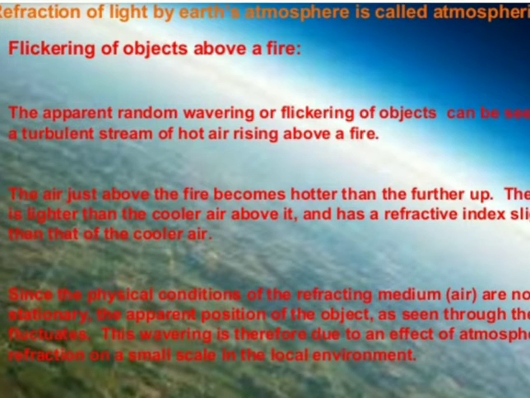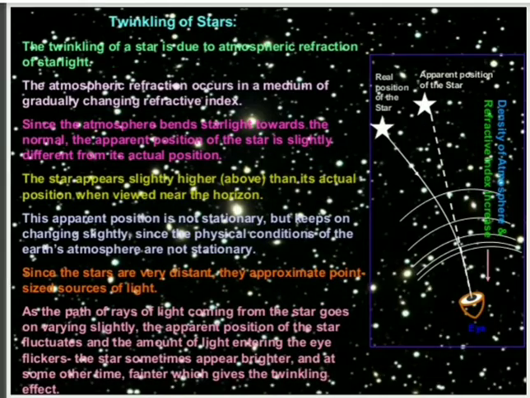So due to this phenomenon, you can see the air just above the fire becomes hotter than the air further up, and the hotter air is lighter than the cooler air above, which brings a slight difference in the refractive index of both the air. Okay, and due to these physical conditions, you can see the object flickering just above the hot substance. Okay, so I think atmospheric refraction is clear to you.